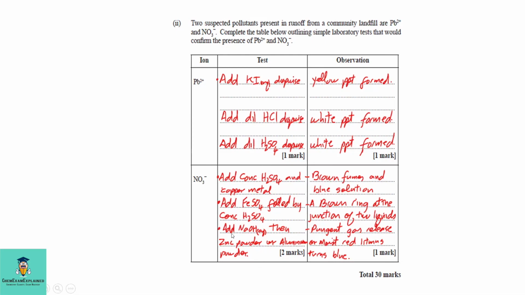And finally, you could add aqueous sodium hydroxide, then zinc powder or aluminum powder. You should observe a pungent odor, or moist litmus paper turns blue. Now, the pungent odor is because of the formation of ammonia gas. And the reason why the red litmus turns blue is because ammonia is an alkaline gas.